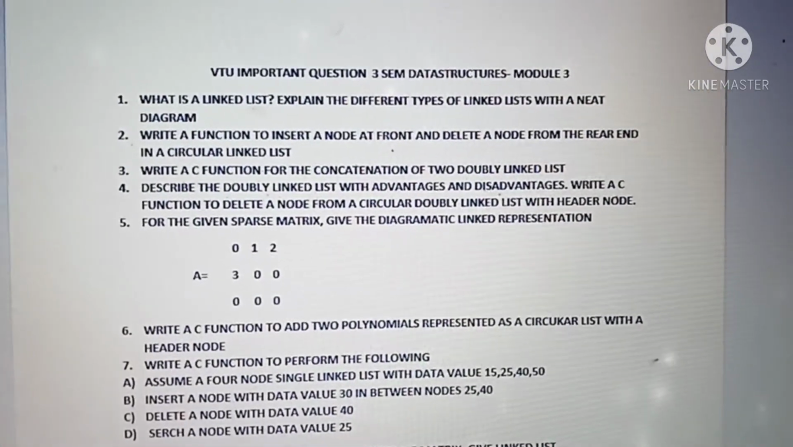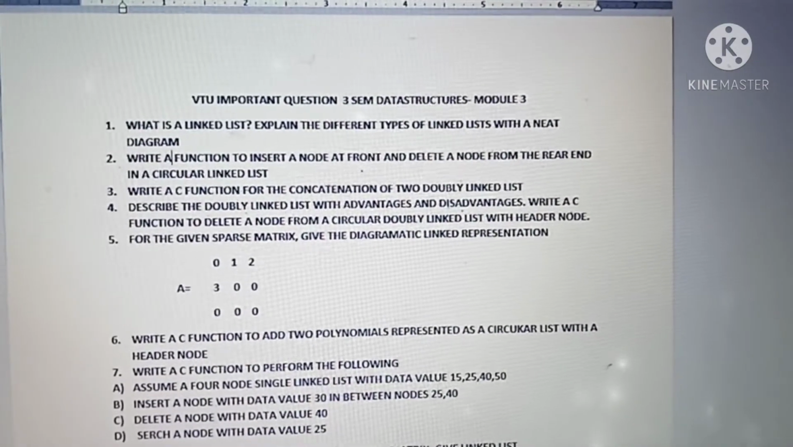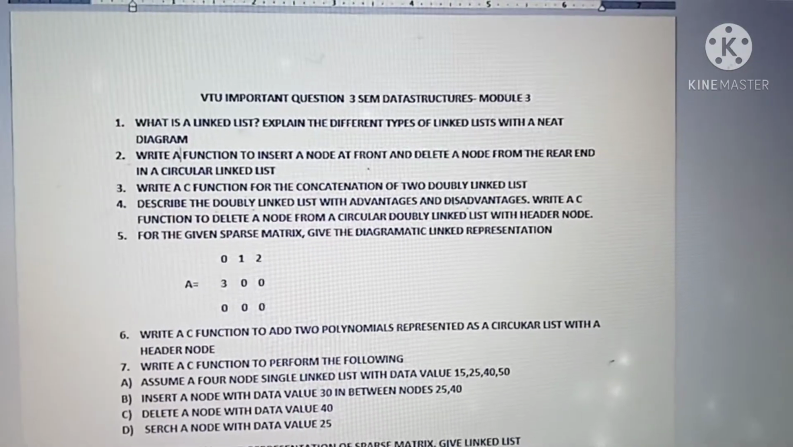Okay, fine. So here goes question number 1. That is, what is a linked list? Explain the different types of linked list with neat diagrams.